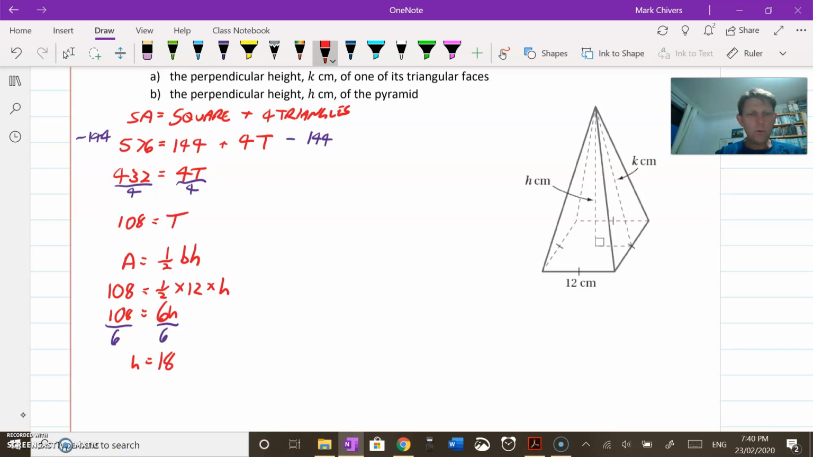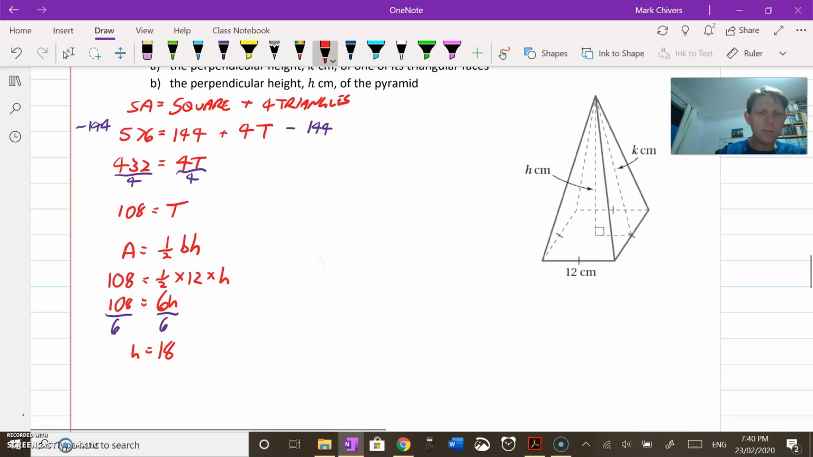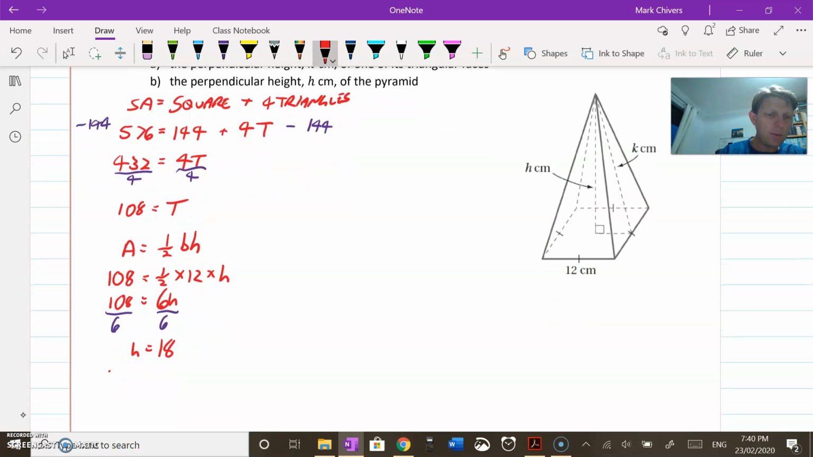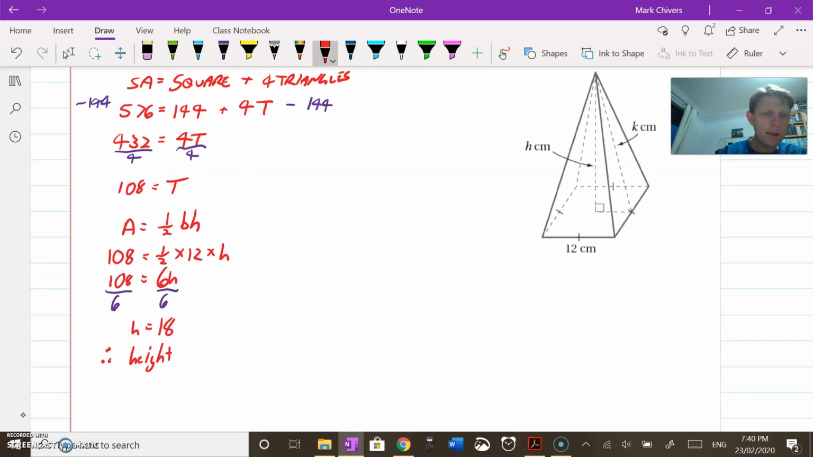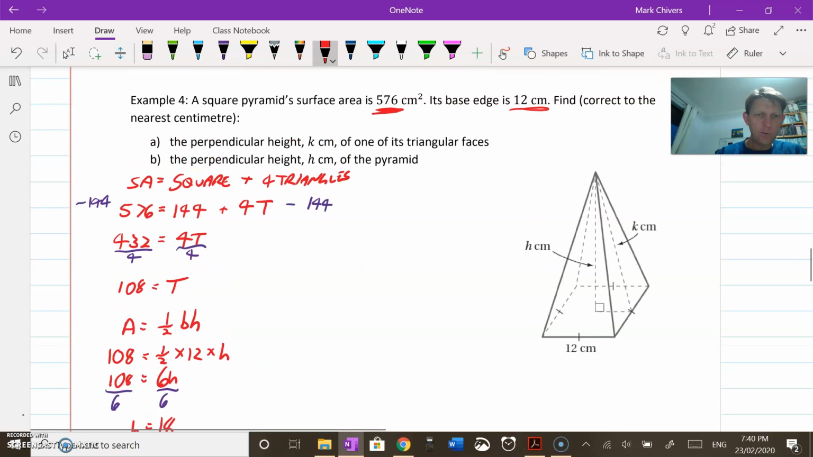Okay, so once we know that's the answer to part A. So therefore, height, what's it given? K equals 18 centimeters. Not squared, not cubed. We're after a distance. So we've worked back from an area to a distance. So that's ticked off part A there.